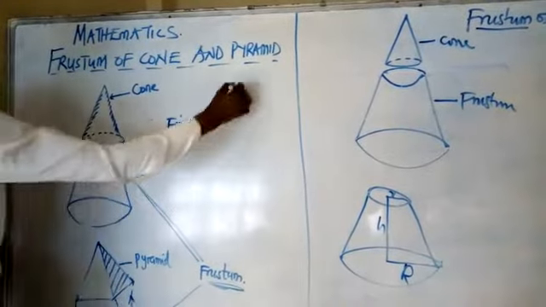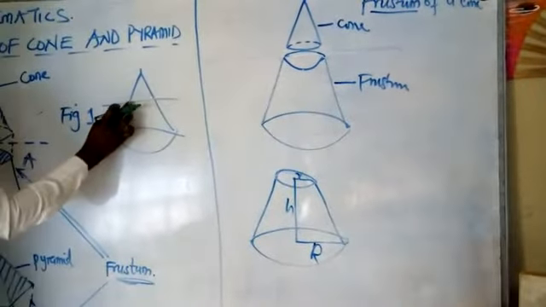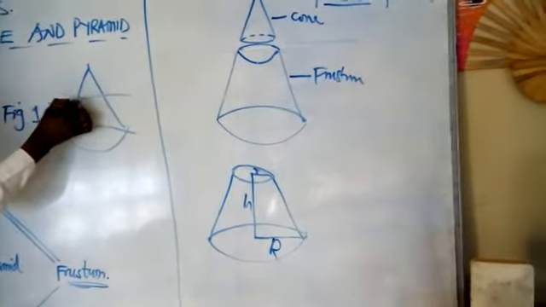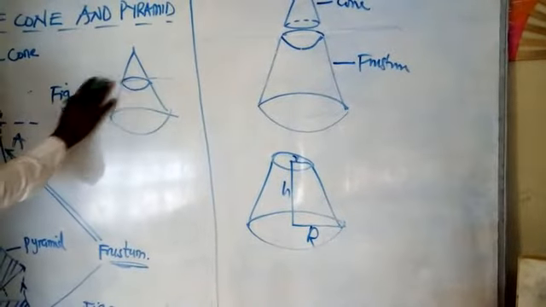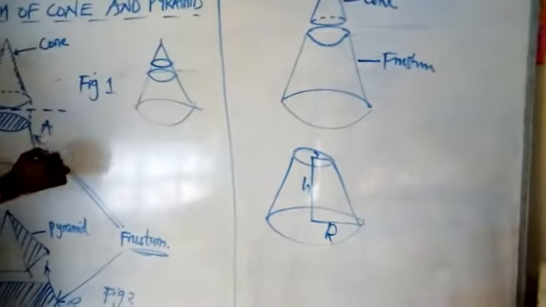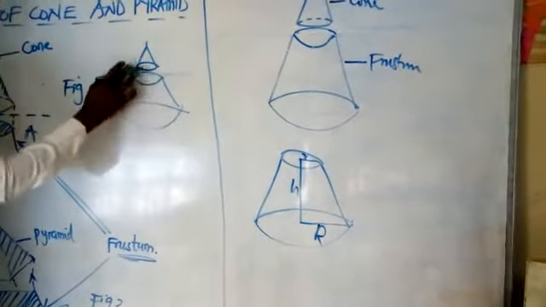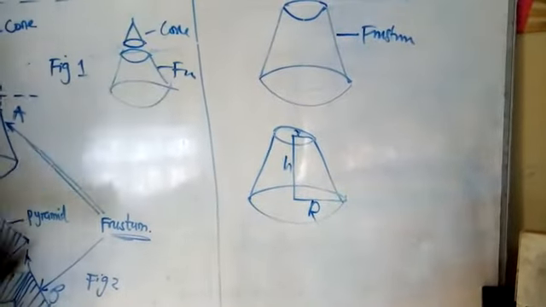Are you getting it? Just draw a cone. Cut it into two. By cutting it, a circular top will now be formed, and on this smaller cone, a circular base will also be formed. So by the time you remove it, this becomes the frustum and this becomes the cone. Are you following now?